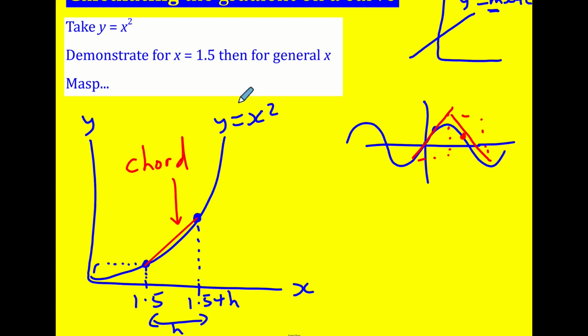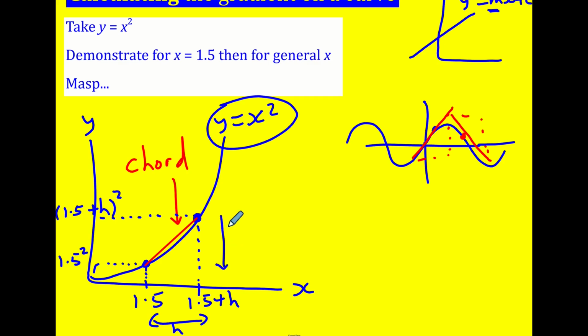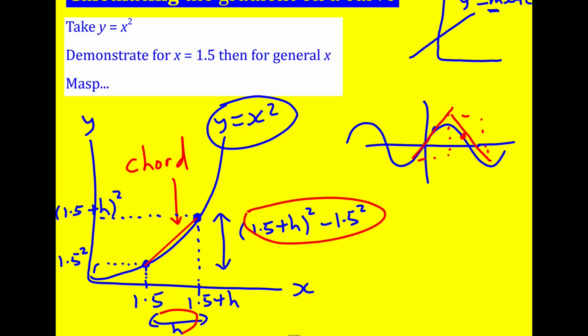And I can do this by just substituting it into the equation. So this is going to be 1.5 squared. And this one is going to be 1.5 plus h, squared. I've just taken my x value and squared it. So what does that mean the rise is equal to? Well, it's going to be 1.5 plus h squared minus 1.5 squared. And we have the rise and we have the run.